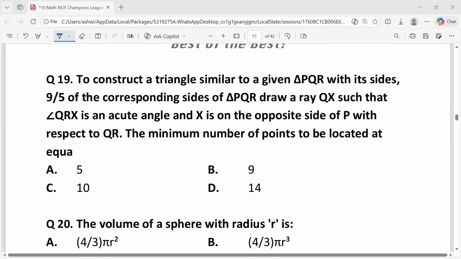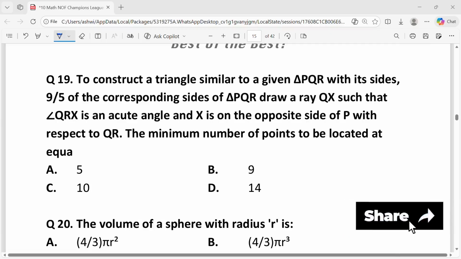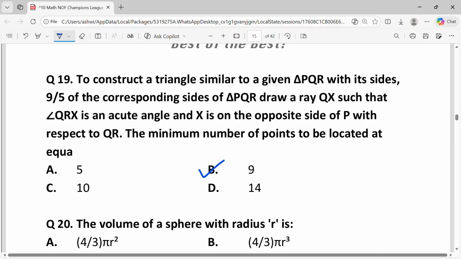Question 19. To construct a triangle similar to a given triangle PQR with its sides 9 by 5 of the corresponding sides of triangle PQR, draw a ray QX such that angle QRX is an acute angle and X is on the opposite side of P with respect to QR. The minimum number of points to be located at equal distances is? The answer is B, 9.